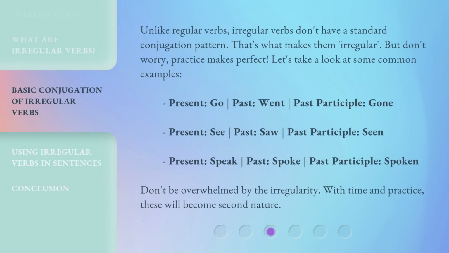Unlike regular verbs, irregular verbs don't have a standard conjugation pattern. That's what makes them irregular. But don't worry, practice makes perfect. Let's take a look at some common examples.